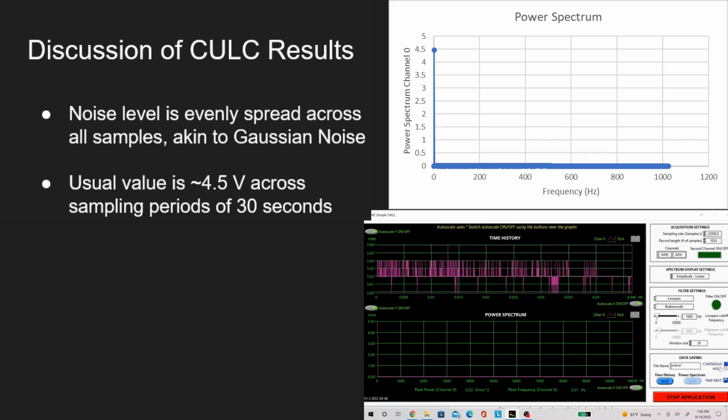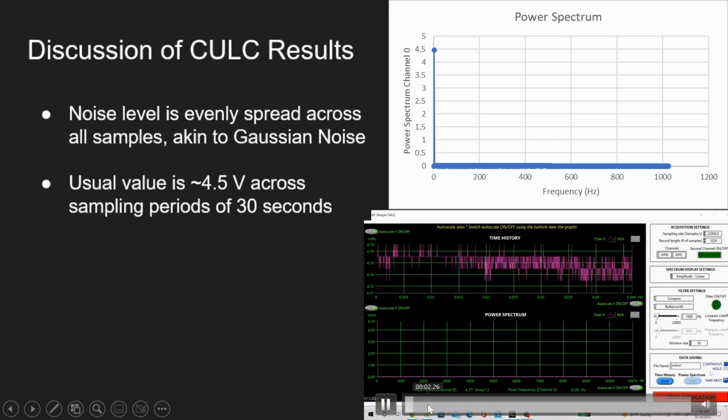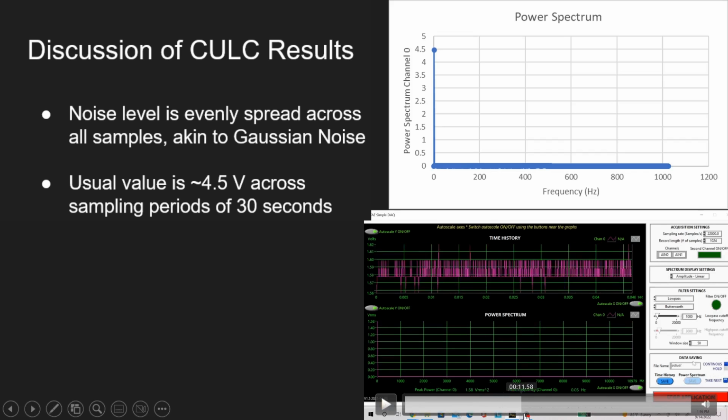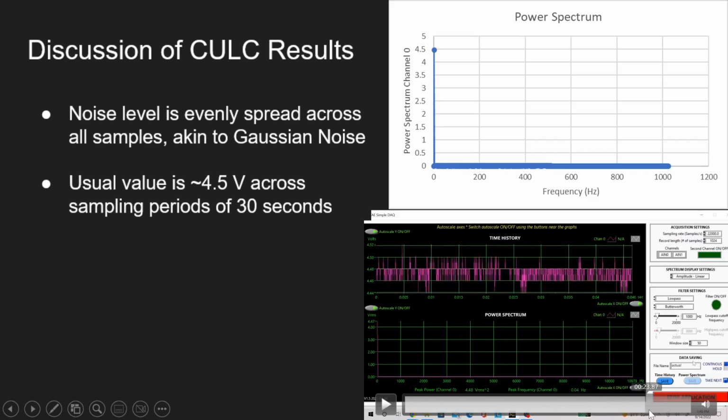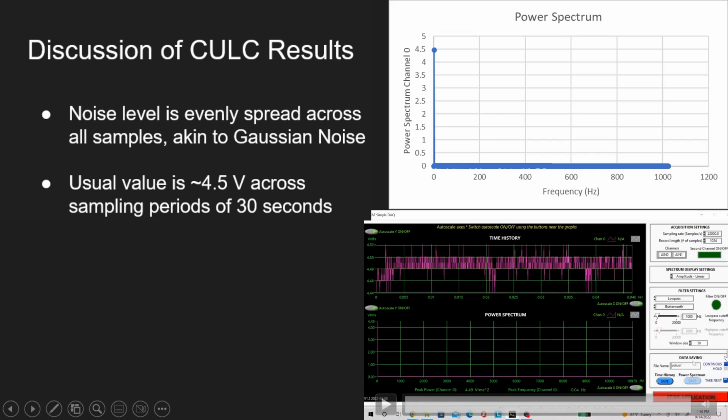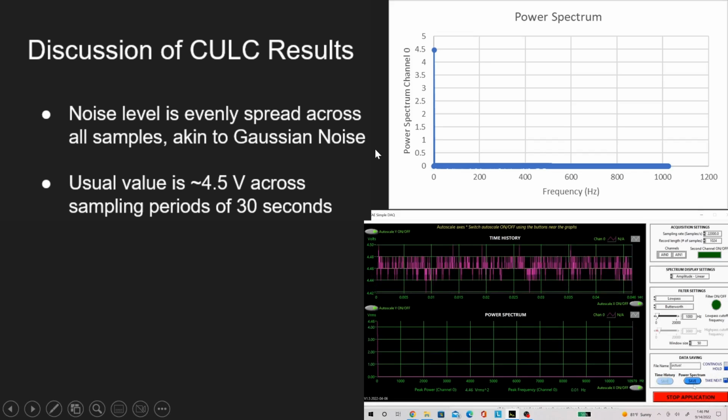So the usual value is around 4.5 to 5.1 volts across all the sampling periods of this 30 seconds. So if I quickly go here and play it, you kind of see that as I scroll through this, generally, yes, it will be between 4.5 and 5.1 volts, although most nominally it will most likely be near 4.5 volts. But yes, it does fluctuate sometimes to 5.1.